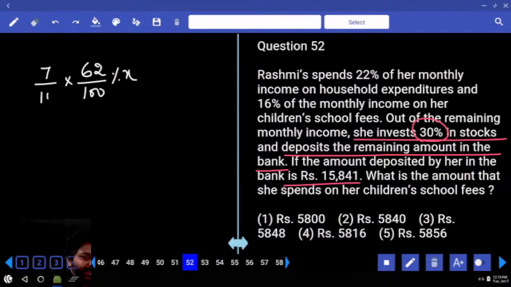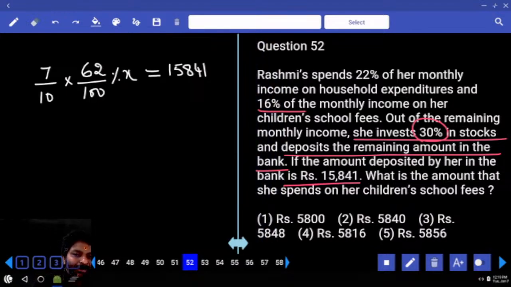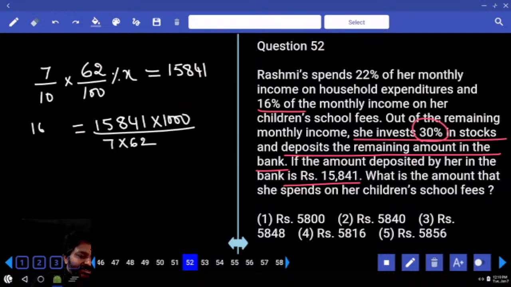Amount deposited in the bank is 70%. Can I write it as 7 by 10 or 70 by 100? One and the same, correct? This is equal to 15,841. What is the amount that she spent on her children's school fee? How much is spent on children's school fee? 16%, correct? 1% of this number is 15,841 into 1000 by 7 into 62. This is 1%. Now we need 16%, so into 16. Clear? Right.